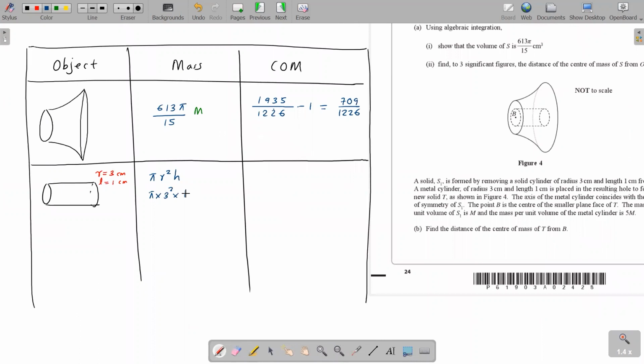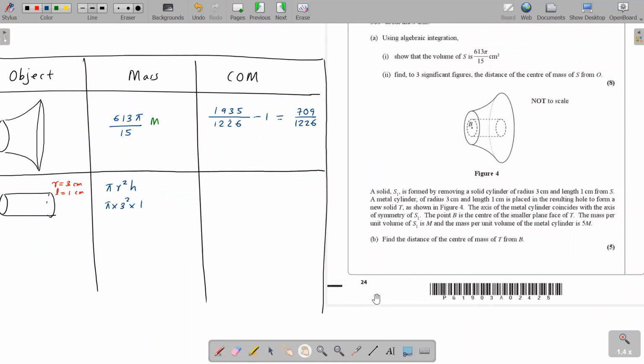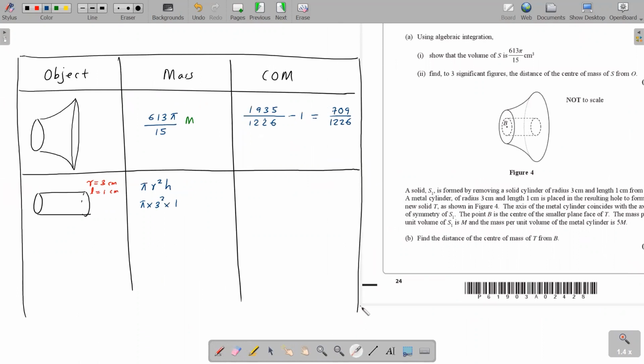And what about the mass per unit volume? Is it m or 5m? Is this the metal cylinder, or is this the one that you remove? This is the one that you remove. So therefore, it's made up of the same material as this object S1, which means mass per unit volume is m. So then you multiply this with m, which means the mass is 9 pi m.